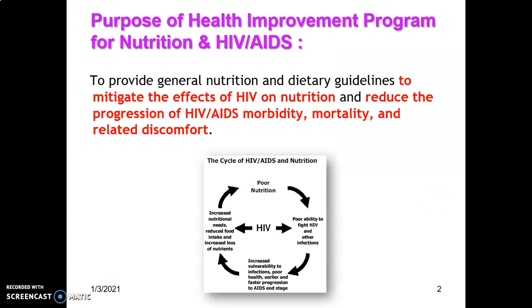So the purpose of the health improvement program for nutrition and HIV/AIDS is so that we can mitigate the effects of HIV on nutrition, which means to reduce the effects of HIV on nutrition and to reduce the progression of HIV or AIDS, morbidity, mortality and related discomfort. So the purpose of health improvement for HIV is to reduce the effect of HIV on nutrition and also to reduce the progression of HIV itself towards the morbidity, kematian, kesengsaraan, mortality, kematian and related discomfort.